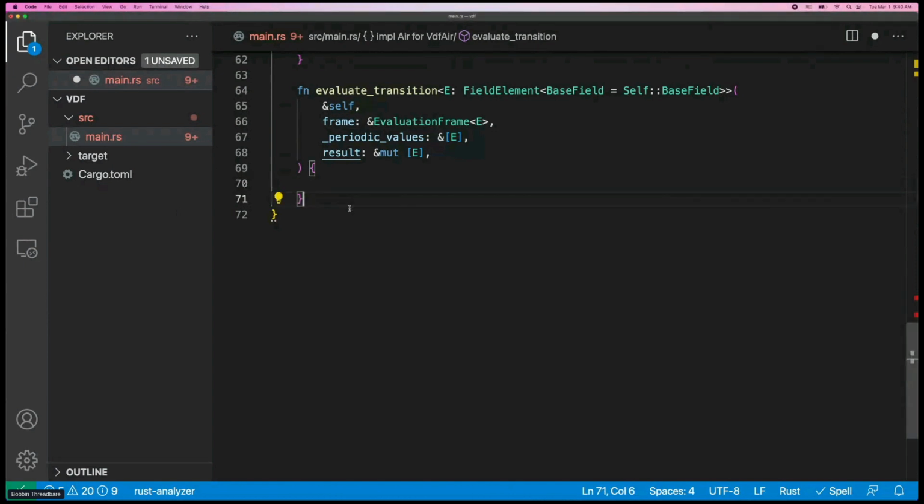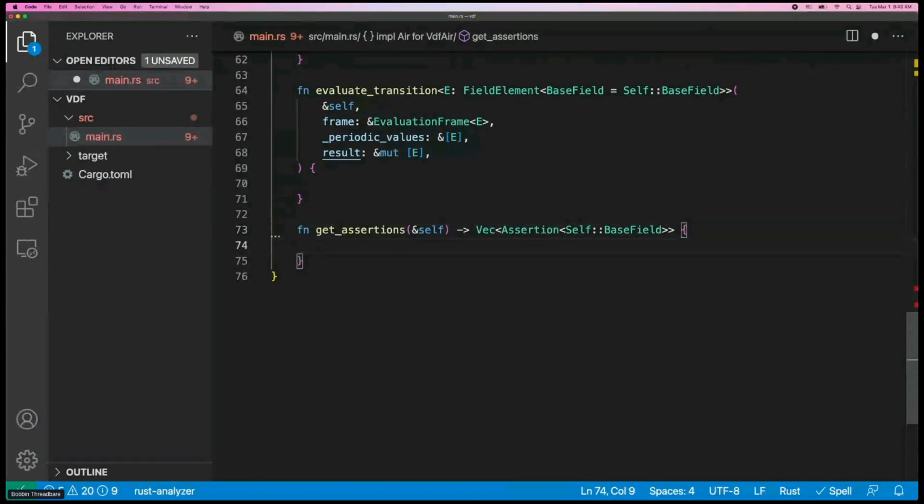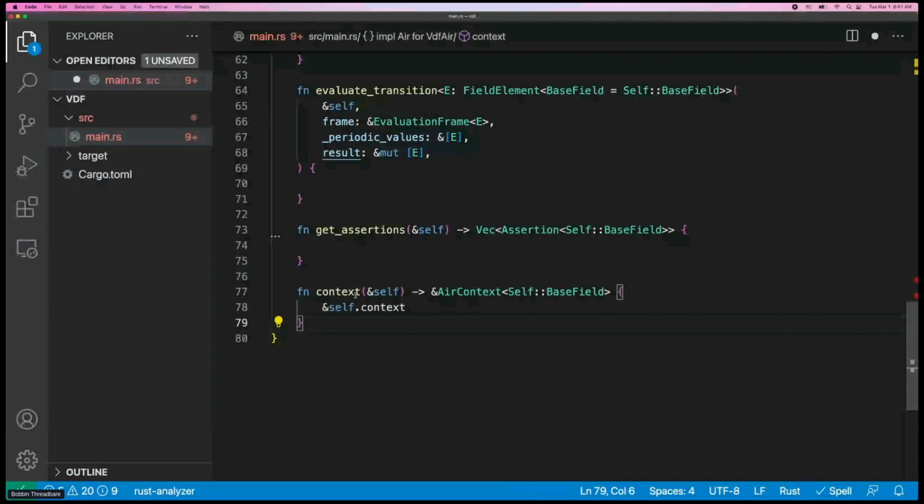The other function that we need to provide defines our boundary constraints. The boundary constraints in Winterfell are defined by something called assertions. We'll implement those in a second, but basically this specifies what values we want to assign to a computation in a given cell, for example. And then there is some boilerplate that we need, a function that returns the context of this computation, and I'll show you guys how we can do it. So we have kind of stubbed out most of this.